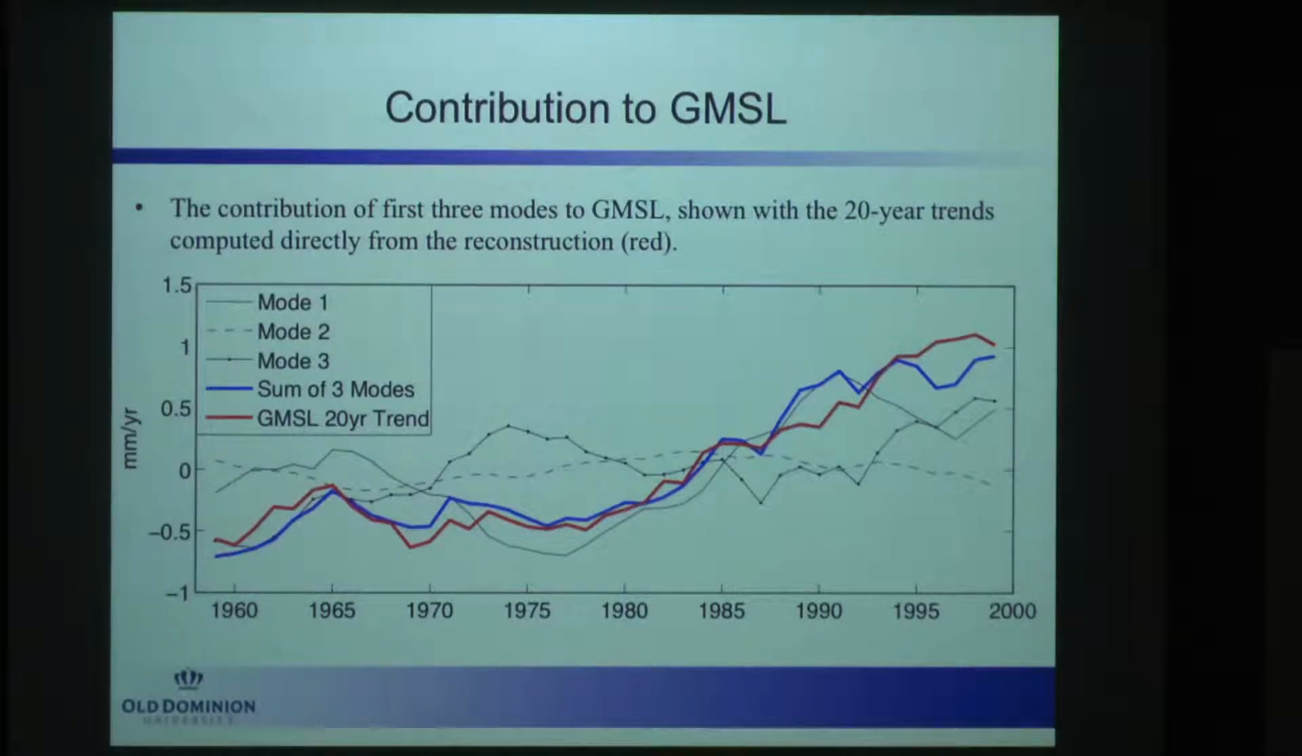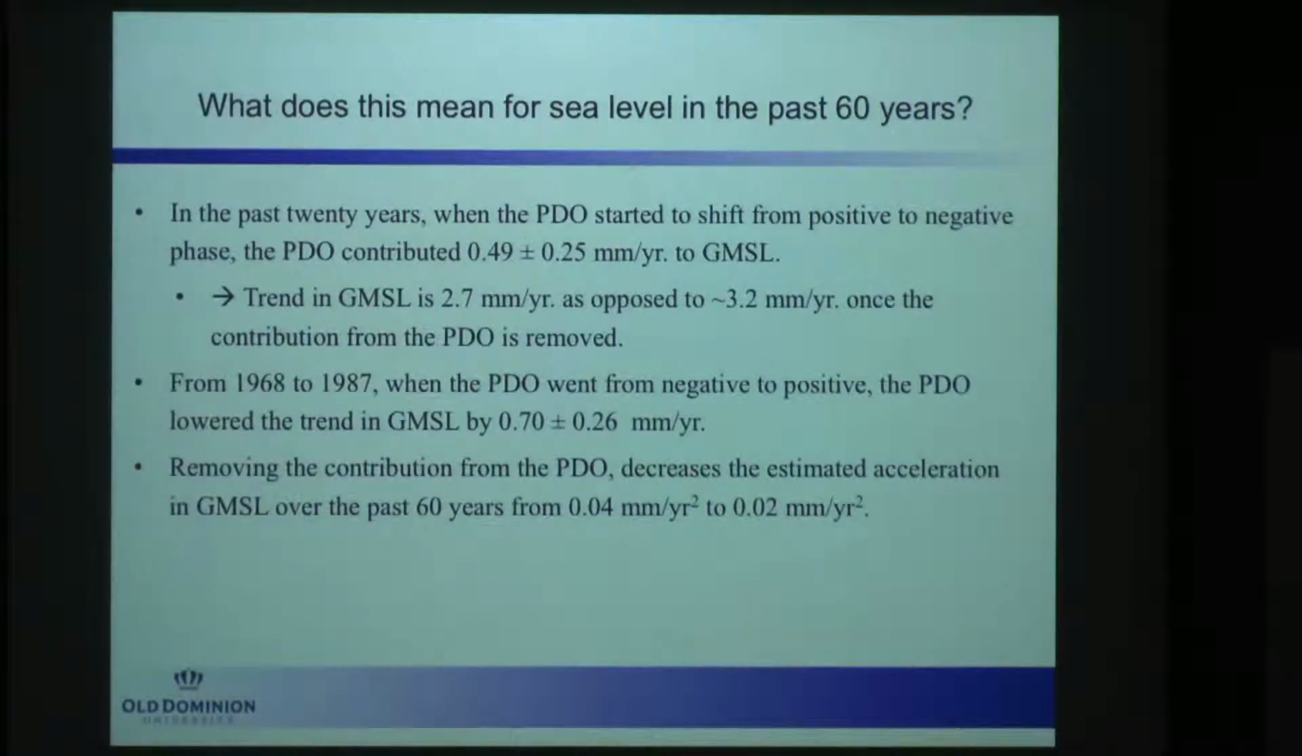That's the 20-year trends in our global mean sea level from the reconstruction. Blue is the sum of the first 3 modes. You can see very clearly the first 3 modes are capturing most of the trend variability in global mean sea level. Just to put this into words a little clearer, in the past 20 years, the PDO has started to shift from a positive to a negative phase and has contributed about 0.5 millimeters per year to global mean sea level. So the long-term trend in global mean sea level, the one that might be expected to continue in the future, is going to be closer to 2.7 millimeters per year as opposed to the 3.2 millimeters per year once you've removed the contribution of the PDO.